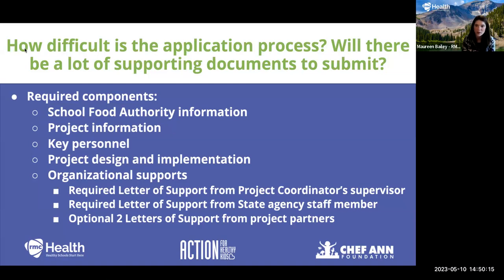And then the only section that requires supporting documents to upload is organizational supports. In this section, you'll upload a required letter of support from the project coordinator supervisor, a required letter of support from a state agency staff member, and up to 2 optional letters of support from project partners. For more details on each section, please refer to the request for applications, section 5.2, which can be found on pages 12 to 13. It can be helpful to review your answers to grant application questions in a Word document first, and then copy and paste those responses to the grant portal.